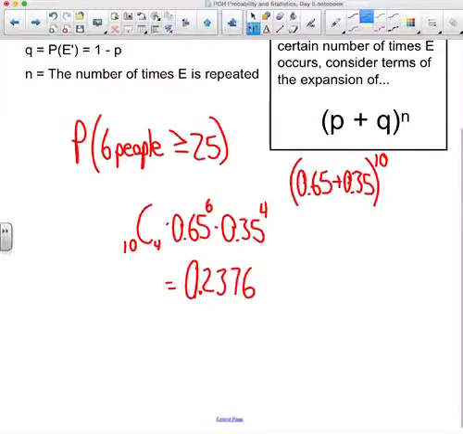0.2376? No. Okay. And then some other decimals. Yeah. Alright, so you can round it to that. That would be fine. If you want to write it as a percent, 23.8% approximately. So those are our chances of getting 6 people that are at least 25 years old. Is that making sense? Yeah. Alright, good.